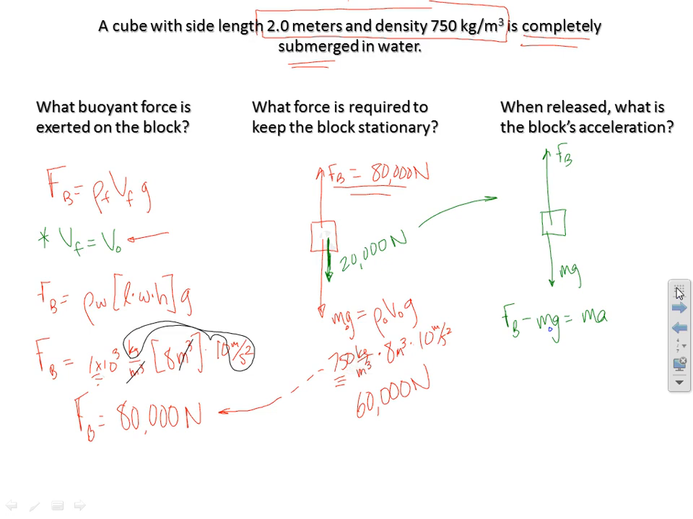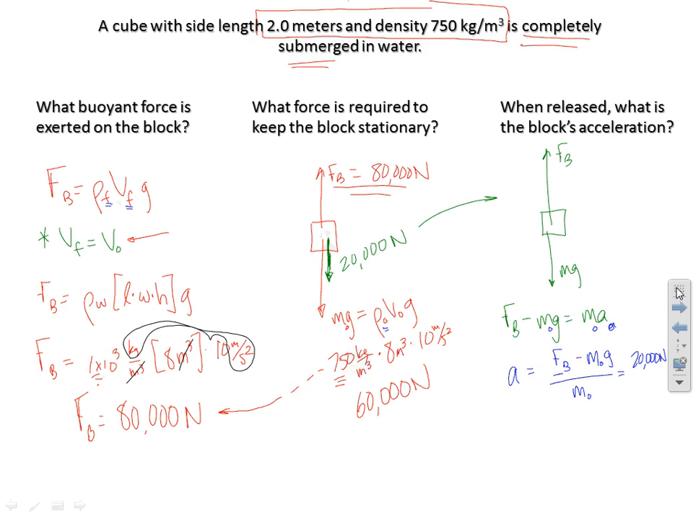Again, this is m object, and this is a object. I keep talking about these subscripts because it's real tricky. The hardest part of this unit is remembering to use the right density of the right thing, the volume of the right stuff in the right place. That's the tricky part. The short story here is we know that a object is F_B minus mg over m. Well, we already know the net force is 20,000 newtons, so I'll just write that as 20,000 newtons.